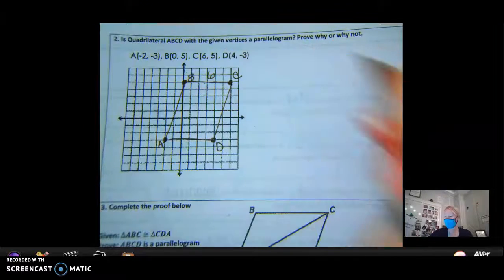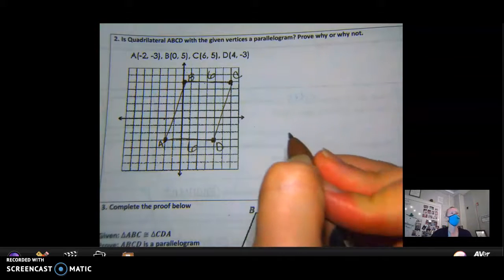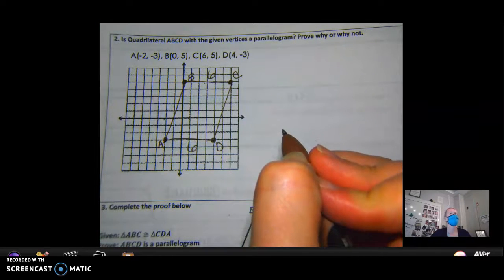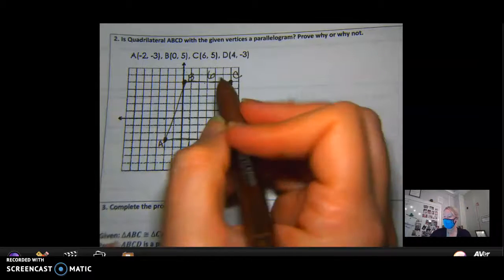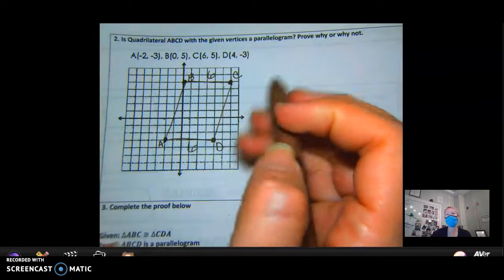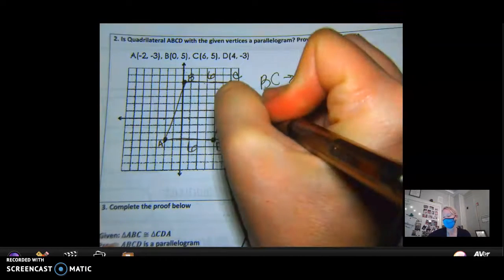So that is 6. How long is A to D? 6. Okay. What is the slope? You can just leave your stuff here, most likely, I would assume. You don't? Okay. What is the slope of B to C? What is the slope of A to D?